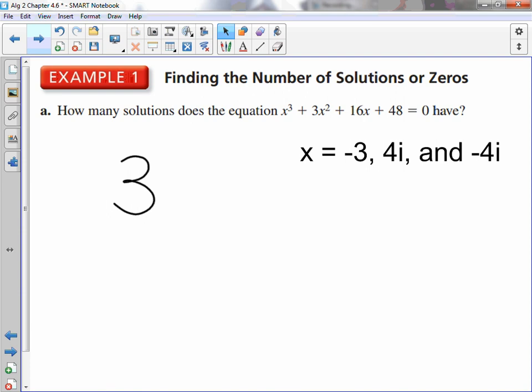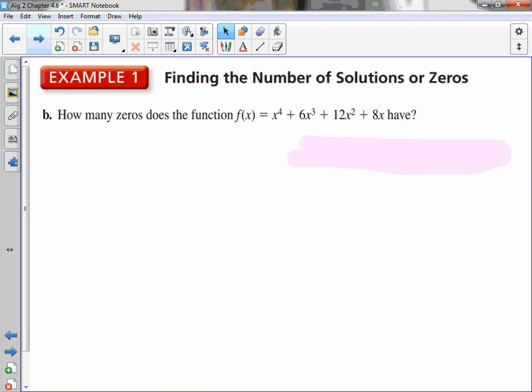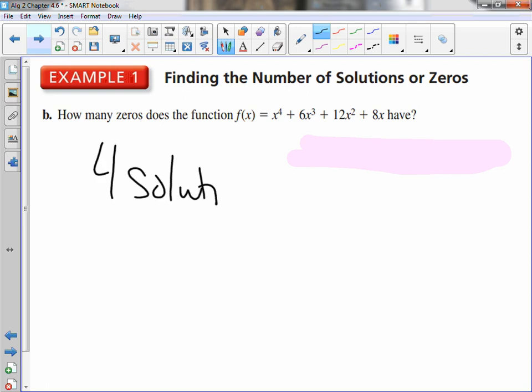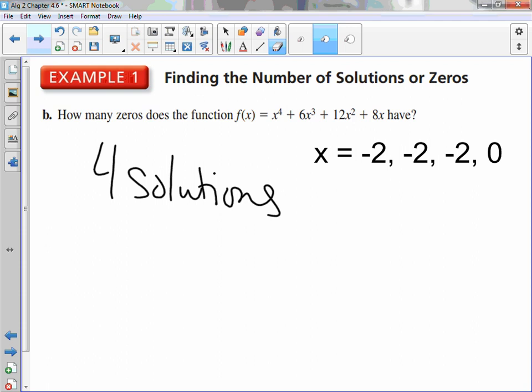Any questions on this so far? How many solutions does this one have? It'd be 4 solutions, because the degree of this polynomial function is 4. The actual solutions would be -2, -2, -2, and 0. So again, anytime we have repeated zeros, we count them more than once.